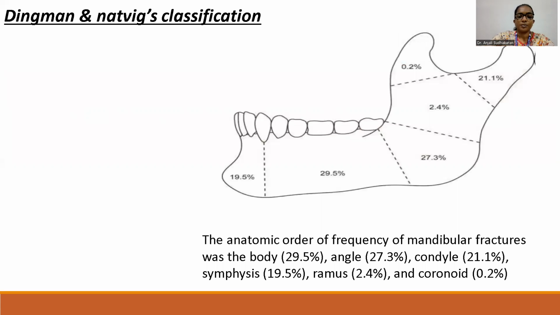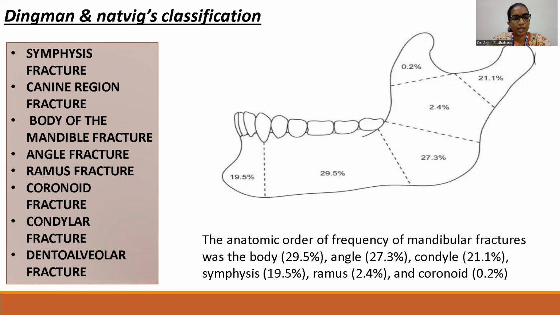Now coming to Dingman and Natvig's classification, they are based on the anatomic frequency of mandibular fractures. The body has the highest number of fractures. About 29.5% of all mandibular fractures occur in the body. Angle has about 27.3% of fractures. Condylar fractures are about 21.1%. Symphysis fractures 19.5%. Ramus fractures 2.4%. And the least number of fractures is seen in the coronoid, which is 0.2%, because this is not a weight-bearing bone.